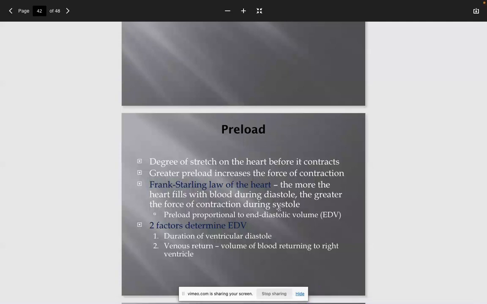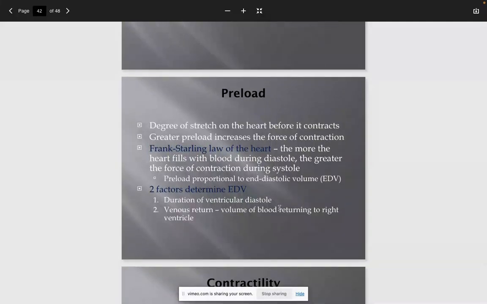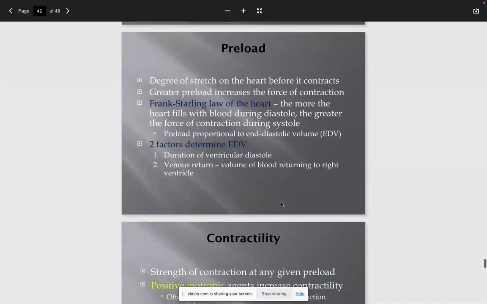And I'm just going to go ahead and tell you now that, again, if you remember what affected ventricular diastole, an increase in heart rate. If the heart is constantly beating, then there's not enough relaxation for the heart to fill. And venous return, the volume of blood returning to the right ventricle. So these are two things that determine end diastolic volume.